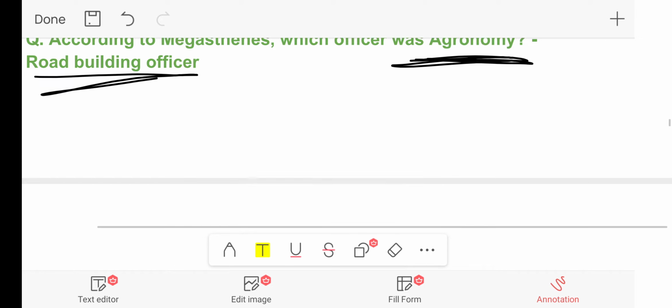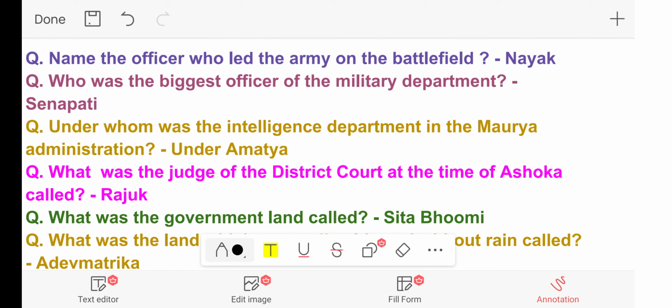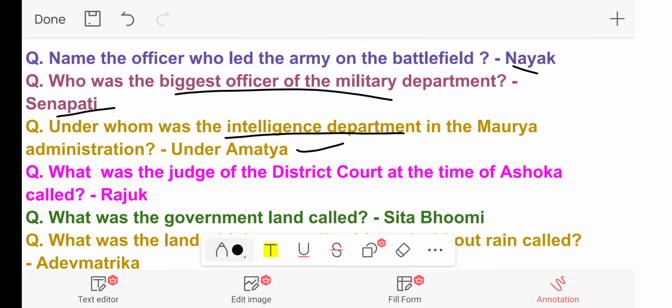Next, name the officer who led the army on the battlefield. The answer is Nayak. Next, who was the biggest officer of the military department? The answer is Senapati. Next, under whom was the intelligence department in the Maurya administration? Answer, under Amitya. Next, what was the judge of the district court at the time of Ashoka called?